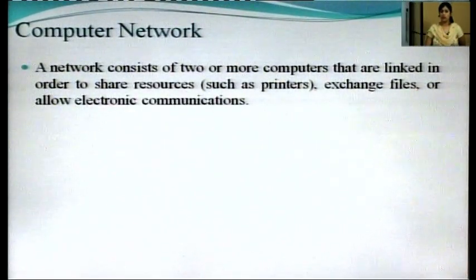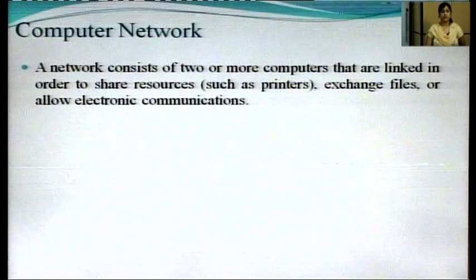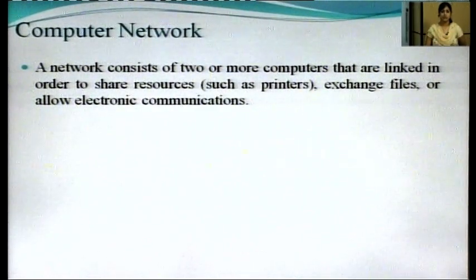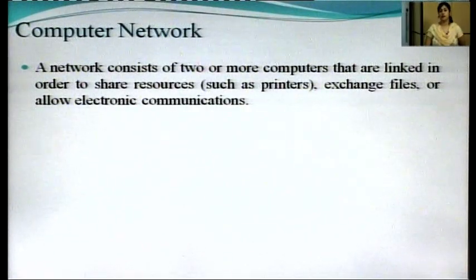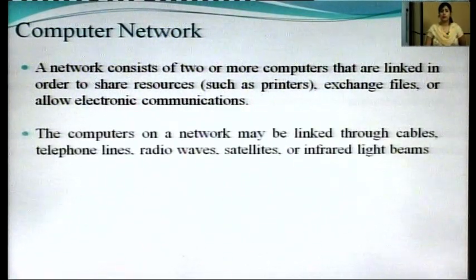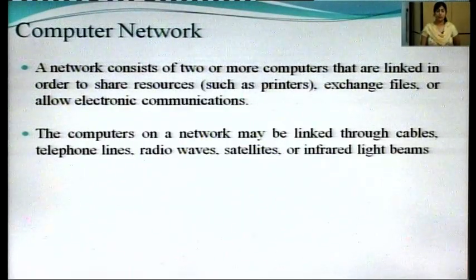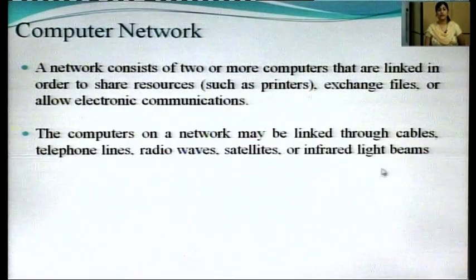Now, computer networks. A network consists of two or more computers that are linked in order to share resources such as printers, exchange files or allow electronic communications. And next, the computers on a network may be linked through cables, telephone lines, radio waves, satellites or infrared light beams. It means the way by which we can attach one computer with another can be through cables, telephone lines, radio waves, satellites or infrared light beams.